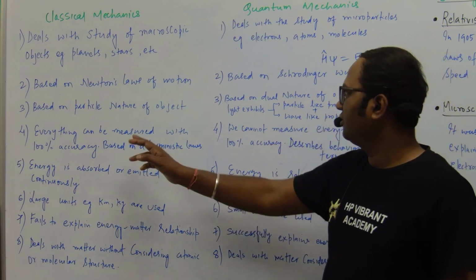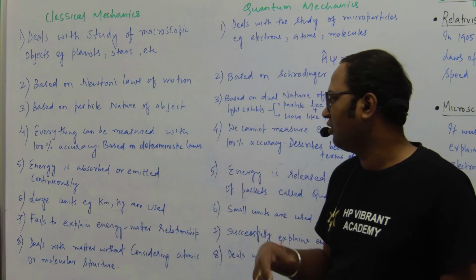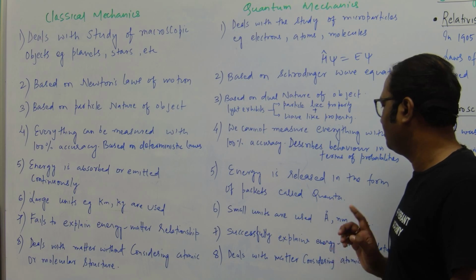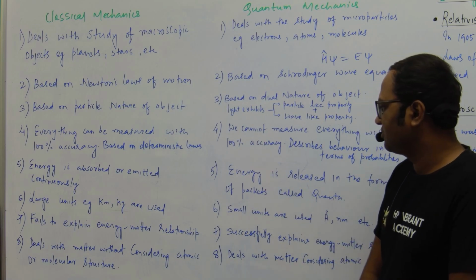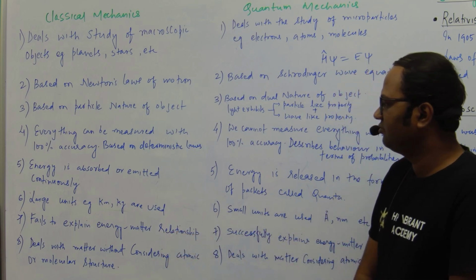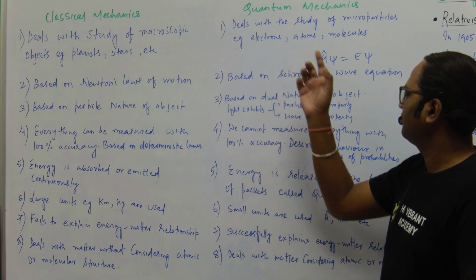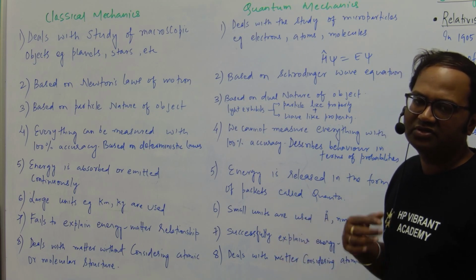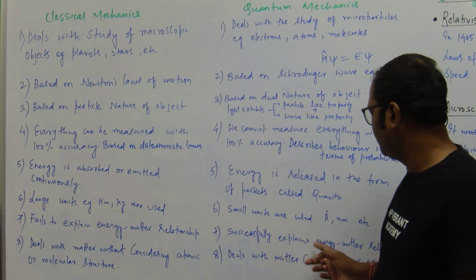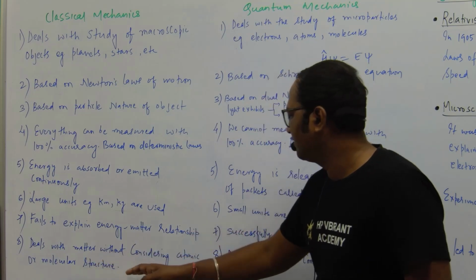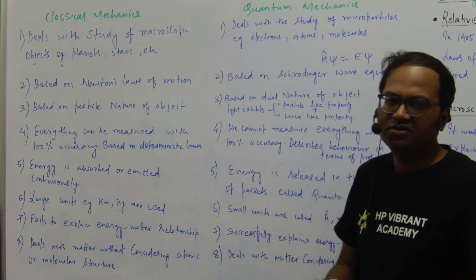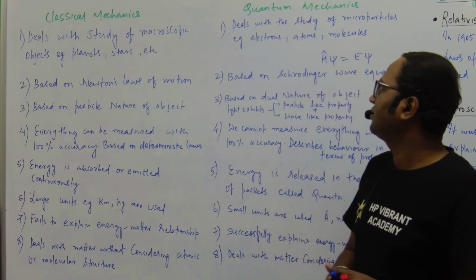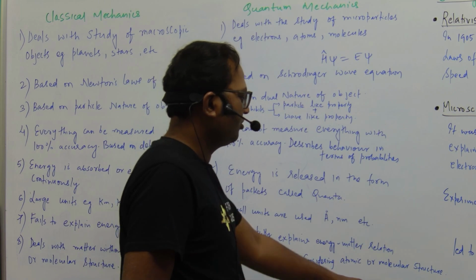In classical mechanics, we do the analysis at the macroscopic level, so obviously larger units like kilometer and kg are used. In quantum mechanics, we have smaller units like angstrom, nanometer, etc. Classical mechanics fails to explain the energy-matter relationship; there is no relation between energy and matter in classical mechanics. Quantum mechanics successfully explains the energy and matter relation. Einstein gave E = mc², which explains the relation between energy and matter. Classical mechanics deals with matter without considering the atomic or molecular structure, because we analyze macroscopic objects and do not consider subatomic particles. Quantum mechanics deals with matter considering the atomic or molecular structure.